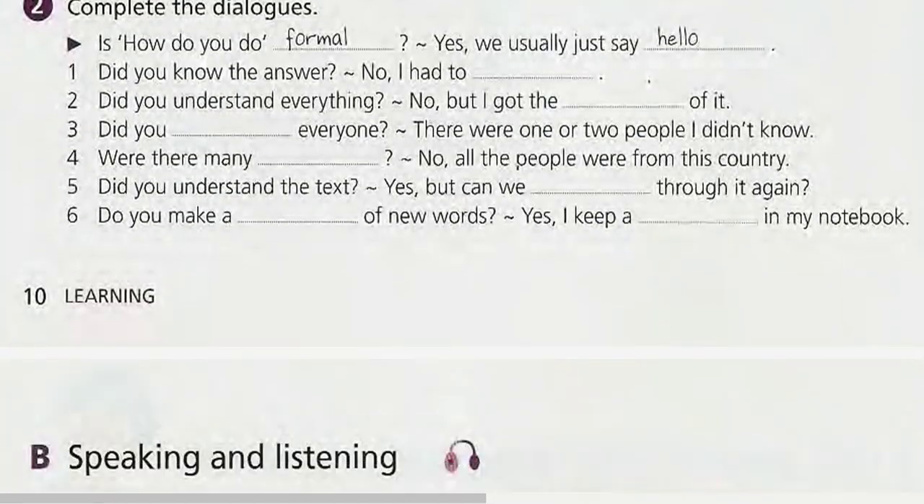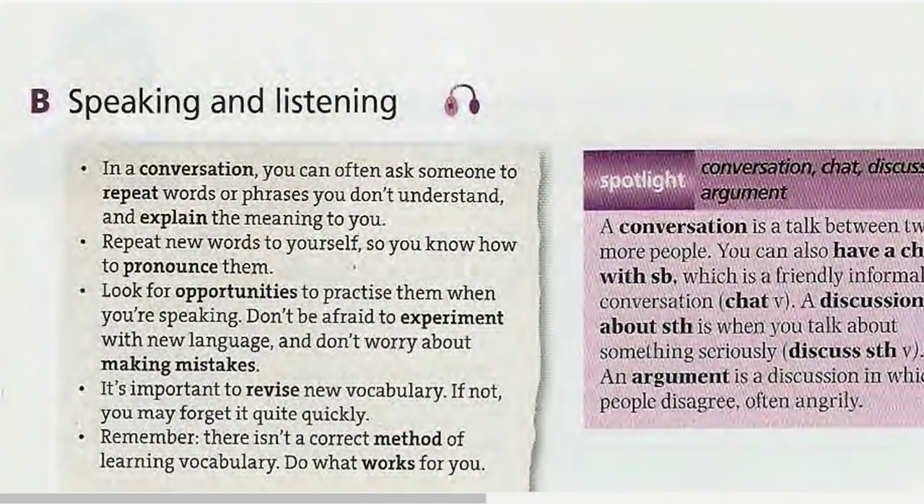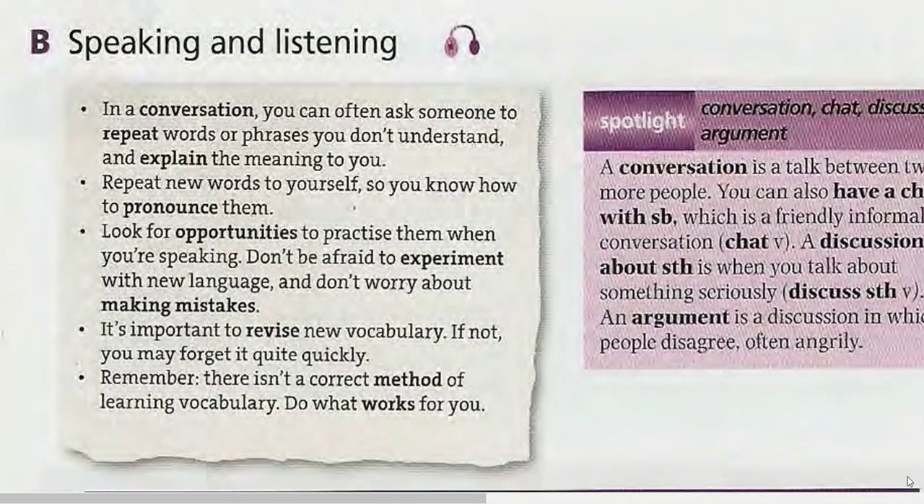Part B, speaking and listening. Listening together and practice together a lot. In a conversation, you can often ask another person to repeat words or phrases you don't understand and explain the meaning to you if necessary. Repeat new words to yourself so you know how to pronounce them. Look for opportunities to practice them when you're speaking. Don't be afraid to experiment with new language, and don't worry about making mistakes.